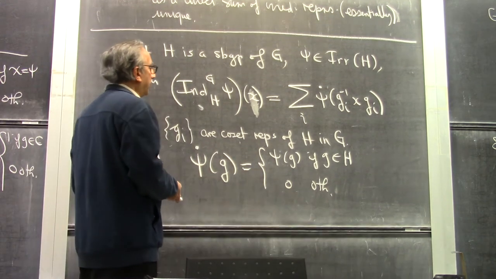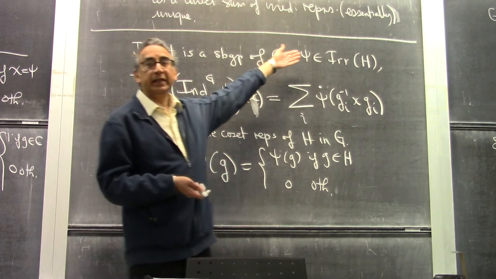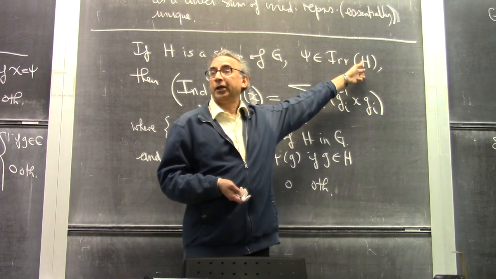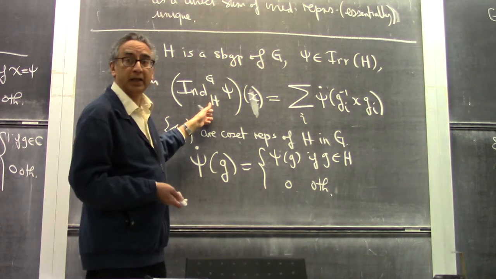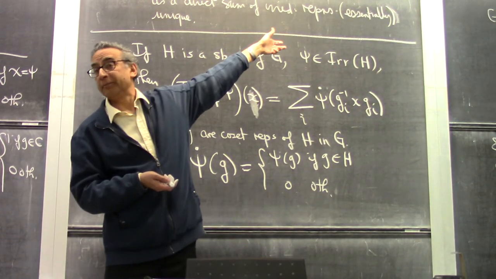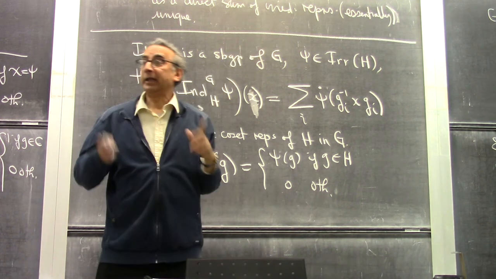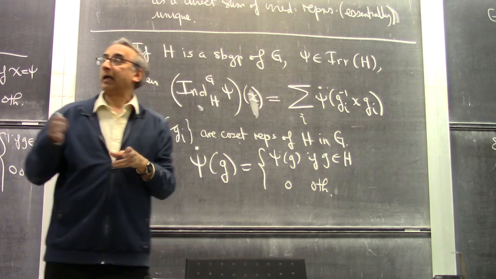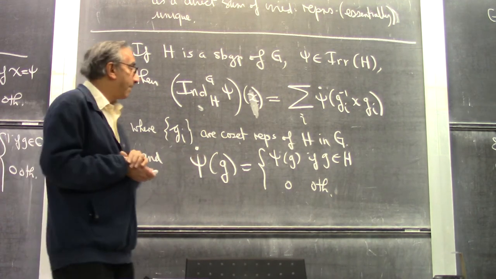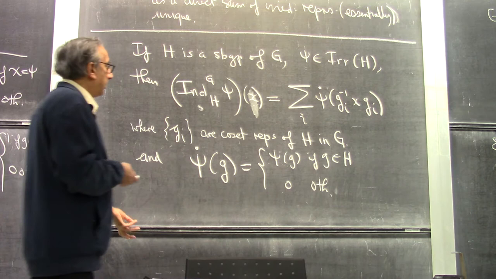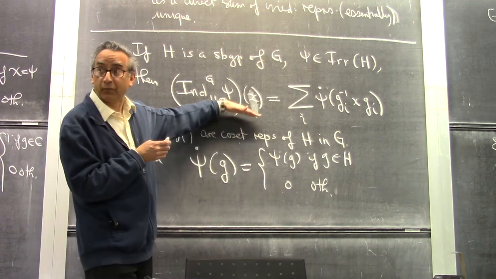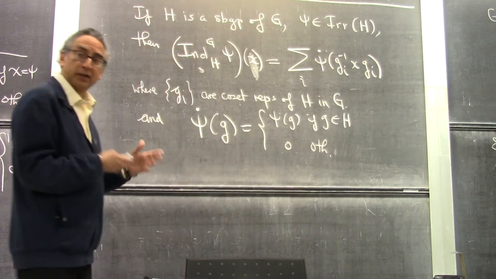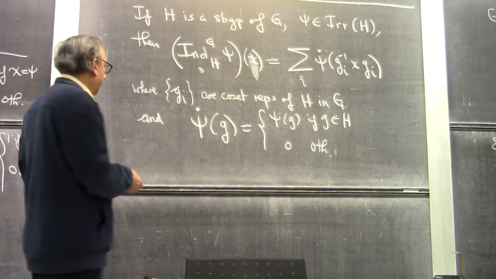So it turns out that if you give me a character psi on H and I take the induction, it turns out to be a character on G. It may not be an irreducible character, but it'll be a character. What is a character? A character is a sum of irreducible characters, linear combinations with positive coefficients. It's not a virtual character. It's actually a proper character. Virtual character means integer linear combinations, where it could be negative or something.